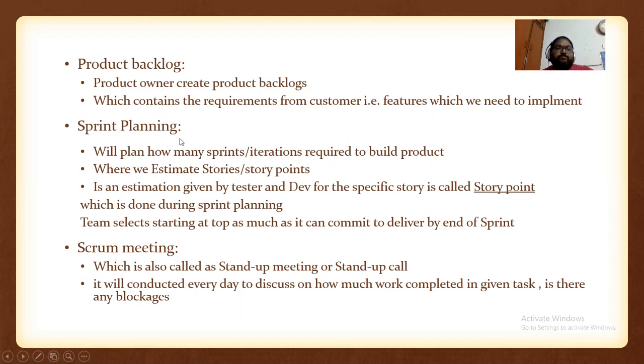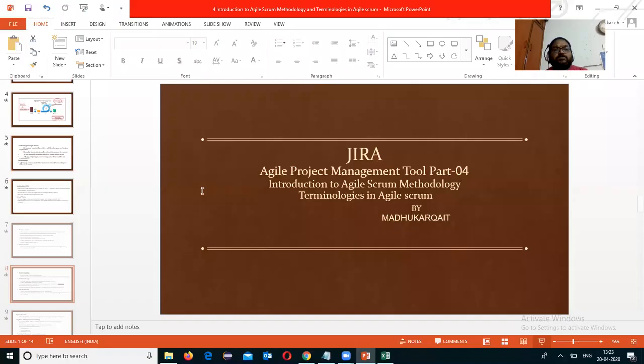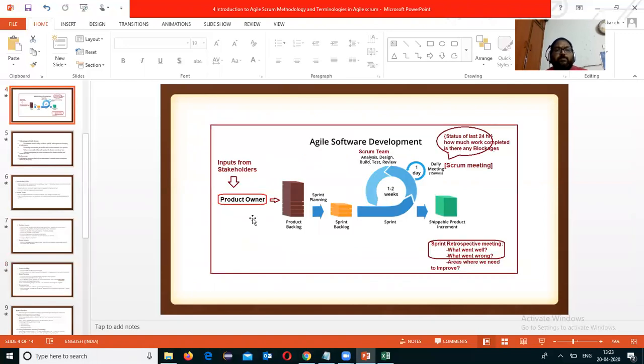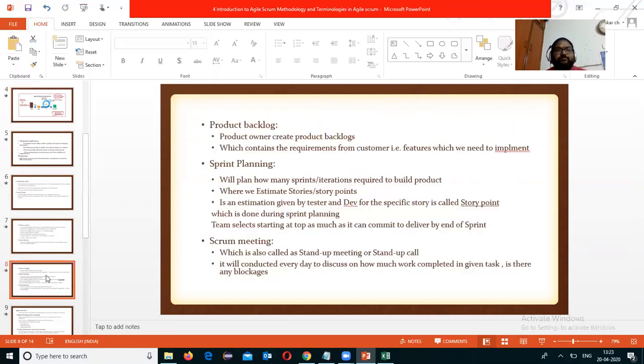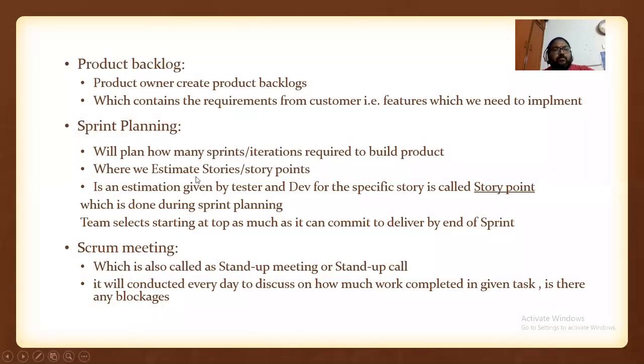Sprint planning, where it is coming here, we have seen that this is the sprint planning here. After the product owner has prepared the product backlogs, before going to start implementation, we have the sprint planning. Right. Now we'll plan how many sprints or iterations are required to build the product. We have a lot of product backlogs. So how many sprints are required?